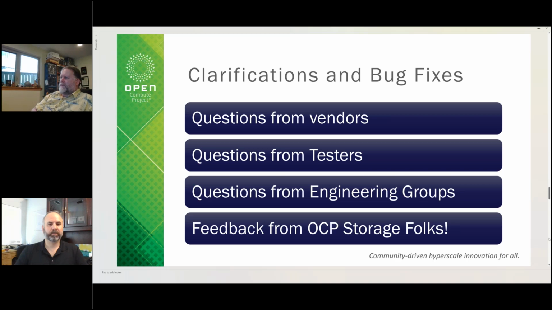Another one is from, frankly, our internal engineering groups. Once we have a requirement, they may have asked for this requirement, and then when they read it, they're going to ask questions about, well, is that really, I'm not sure that's what I really meant when I told you to put this in. So how do we get that cleaned up? And best of all, feedback from OCP storage folks like yourselves. So all of that's been very helpful as we work through and add to the spec.